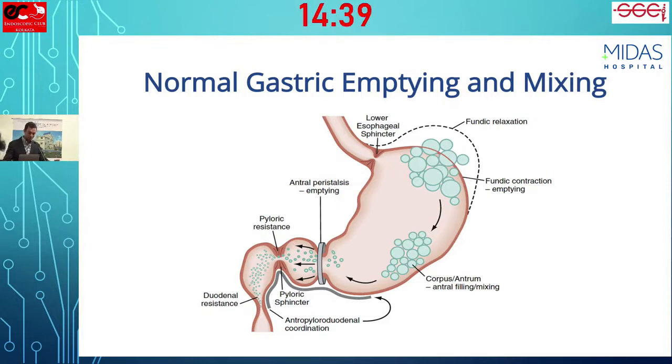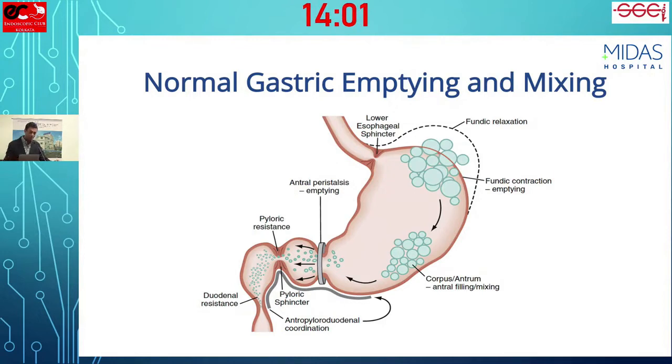Just going back to the basics in medical school, when the patient ingests food, the food reaches the stomach, and the first thing that occurs is fundic relaxation. This is gastric accommodation, which allows the food to come inside the stomach. Then it moves towards the distal part of the gastric body, where there are antral contractions against a closed pylorus, resulting in trituration. That's the food is broken down into smaller pieces. Subsequently, the pylorus relaxes, and the antral motility results in gastric emptying.